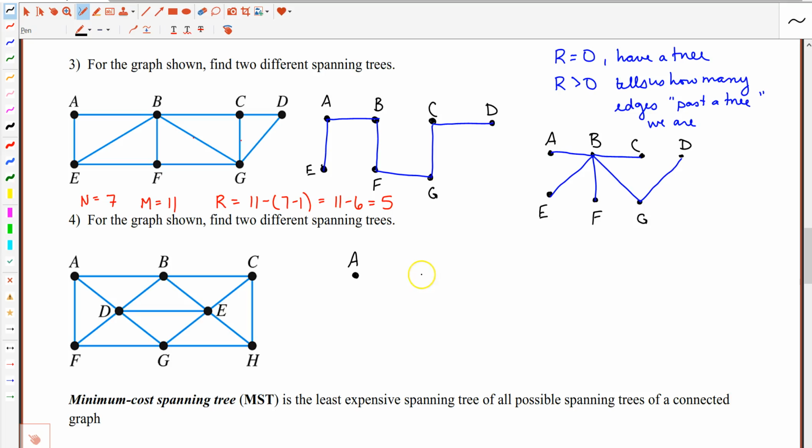So again, I'm going to put down all the original vertices. And since I want 2 different spanning trees, I'm going to have another one, so I'll just go ahead and repeat all this right now.